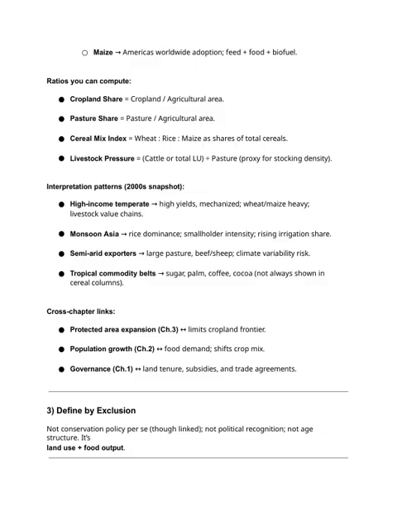It's also important to see how these land use patterns connect with broader themes. For example, protected area expansion can limit the expansion of cropland frontier, while population growth drives food demand and shifts crop mixes. Governance factors, such as land tenure, subsidies, and trade agreements, influence how land is used and managed. All these points highlight that land use and food output are interconnected, and understanding these patterns helps us grasp the bigger picture of global land use and food security.